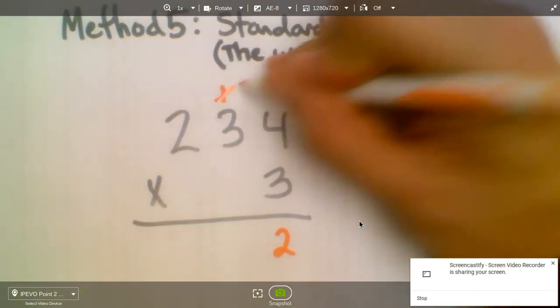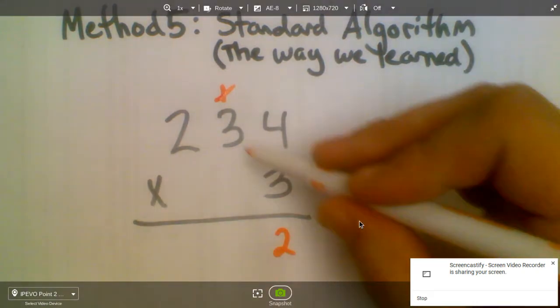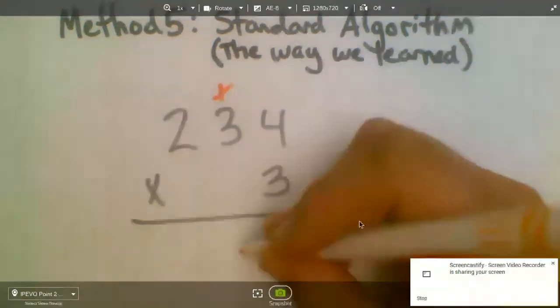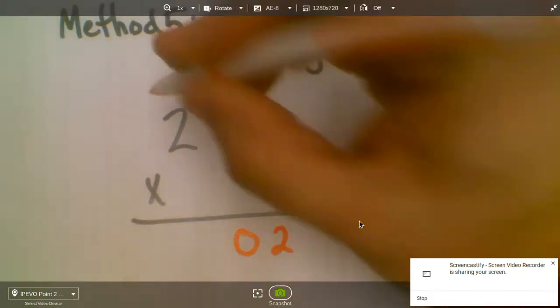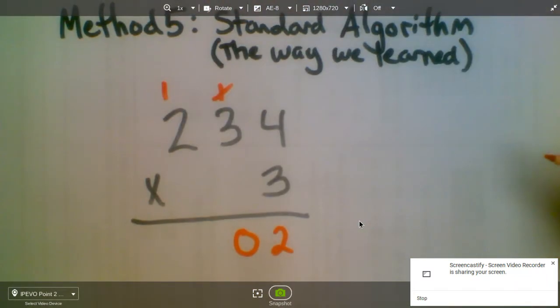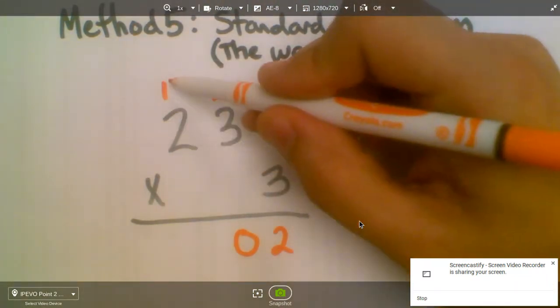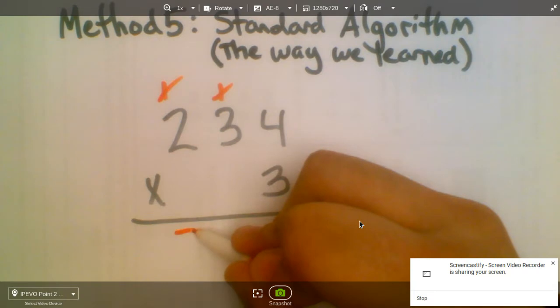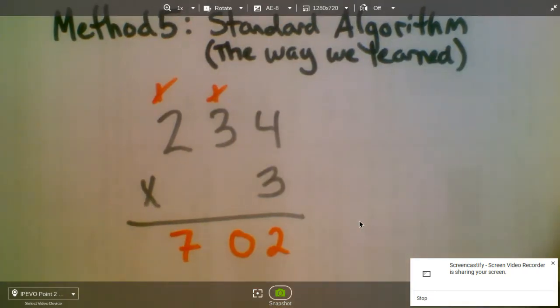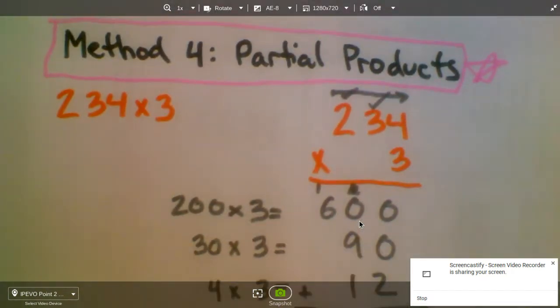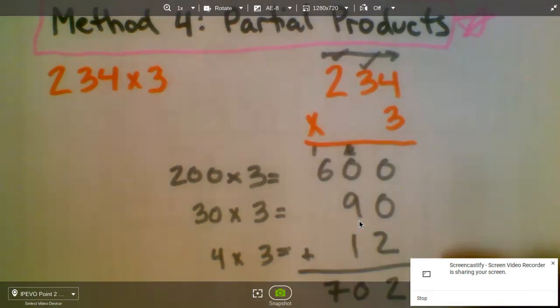3 times 3 equals 9, plus that 1. Now that I've added it, I'm crossing it out. 3 times 3 equals 9, plus 1 equals 10. So I'm going to put down that 0, and I'm again going to regroup that 1 now. 3 times 2 equals 6, plus 1 equals 7. So this will get you the right answer. There's nothing wrong with it. And honestly, a lot of students transition to this method because it's faster after they've developed a strong understanding of why a method like partial products gets them to the right answer.